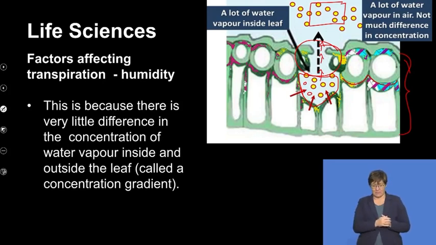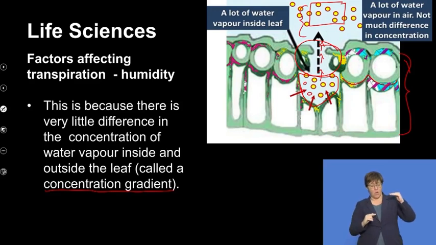Now, an important term coming across here is something called a concentration gradient. And that is the difference between the concentration of water here in the air and the concentration of water here inside the leaf. And if there is no concentration gradient, because the concentration is the same, there isn't going to be any diffusion of water vapor out of the leaf. If there's no water outside the leaf, there's going to be a high concentration gradient, so transpiration would occur much, much faster.